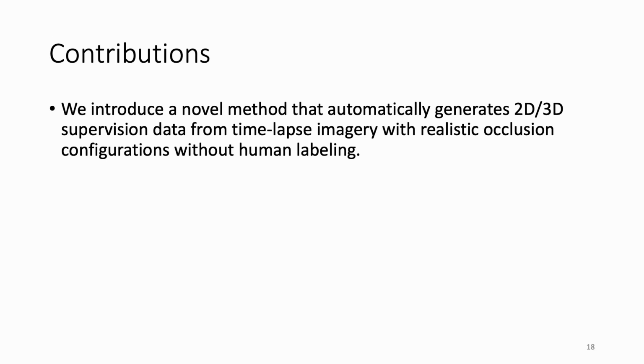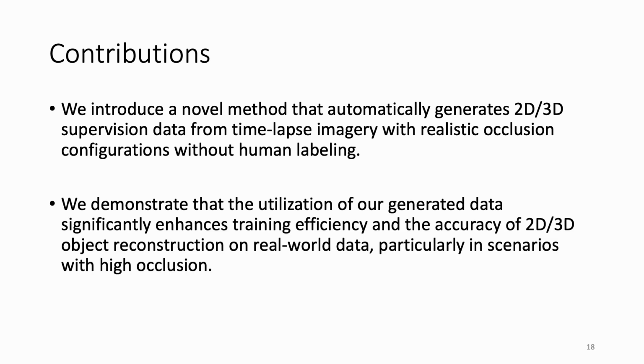In conclusion, we introduce a novel method that automatically generates 2D and 3D supervision data from time-lapse imagery with realistic occlusion configurations without human labeling. We also demonstrate that using our generated data significantly enhances training efficiency and the accuracy of 2D and 3D object reconstruction on real-world data, particularly in scenarios with high occlusion.